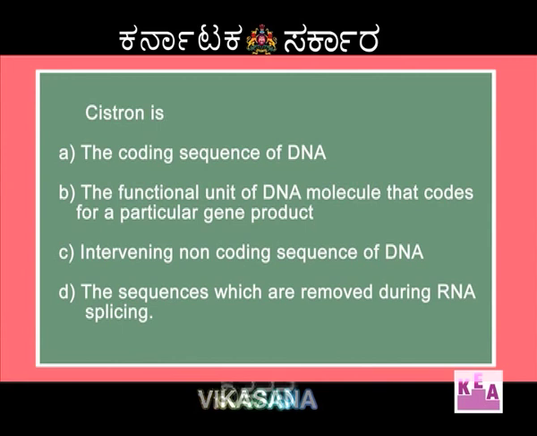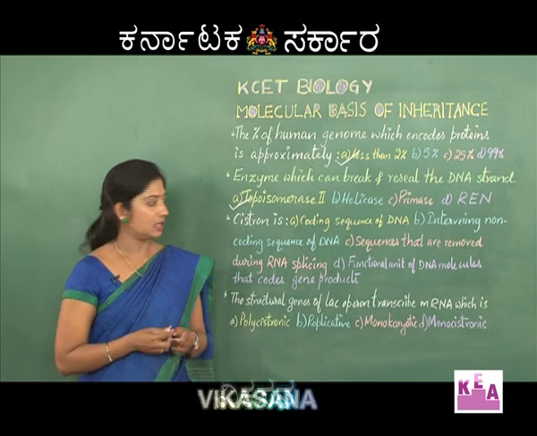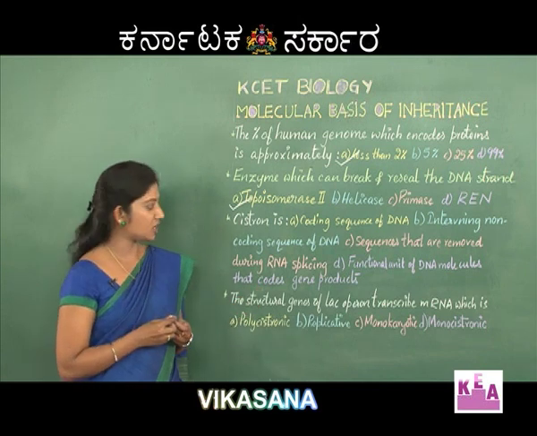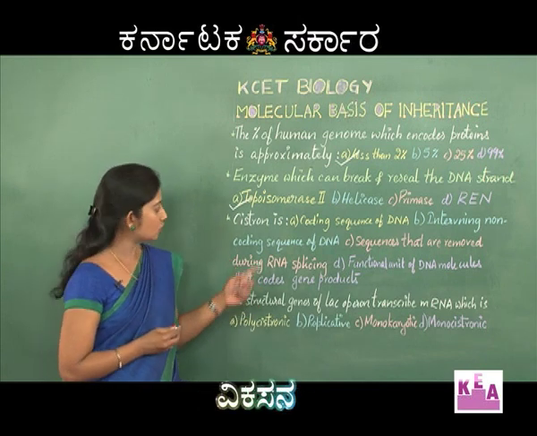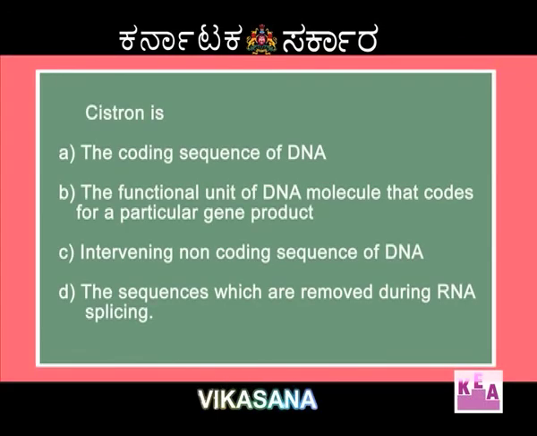Now the next 2 options, intervening non-coding sequences of DNA and sequences that are removed during RNA splicing, are nothing but introns. Since these do not code for any proteins, during RNA splicing the sequences which do not code for any genetic information are basically removed. So these 2 options are also wrong. The next one, functional unit of DNA molecule that codes for a gene product, is the right answer.